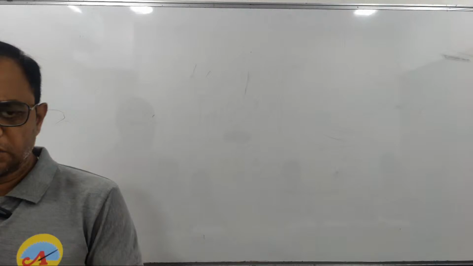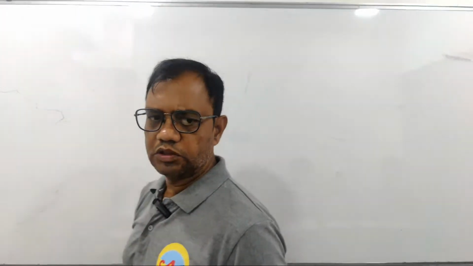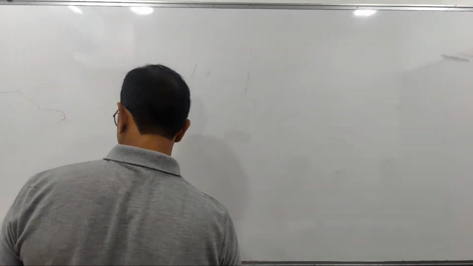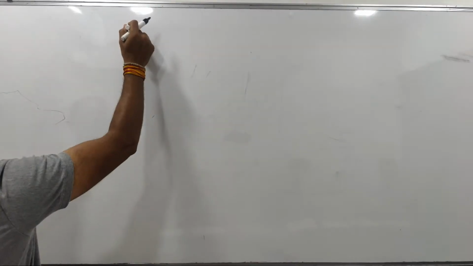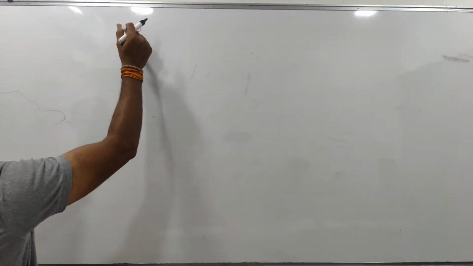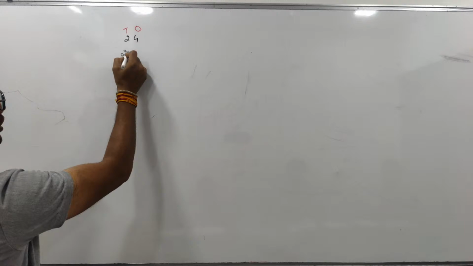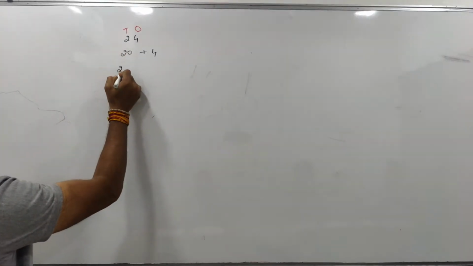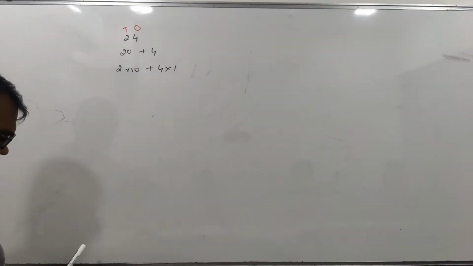So whenever the questions are related to two-digit or three-digit numbers, you won't have three-digit here, but understand the concept of two-digit or three-digit. Let's say I say a number 24. In this 24, the 4 is called the ones digit or unit digit, and 2 is called the tens digit. So in lower standards you have studied that 24 can be written as 20 plus 4, which means 2 into 10 plus 4 into 1.